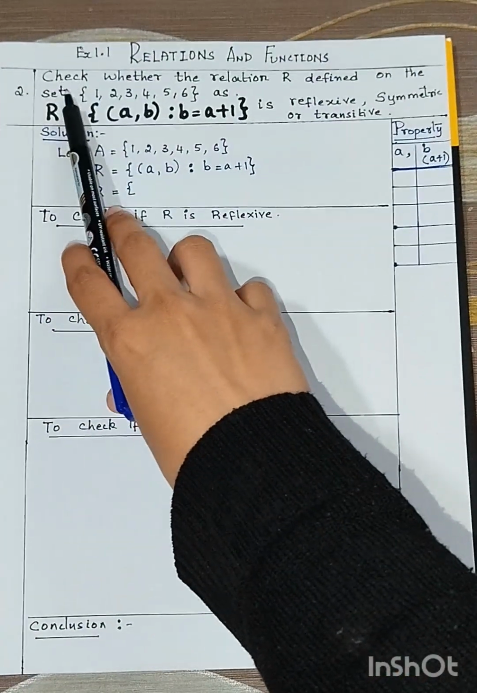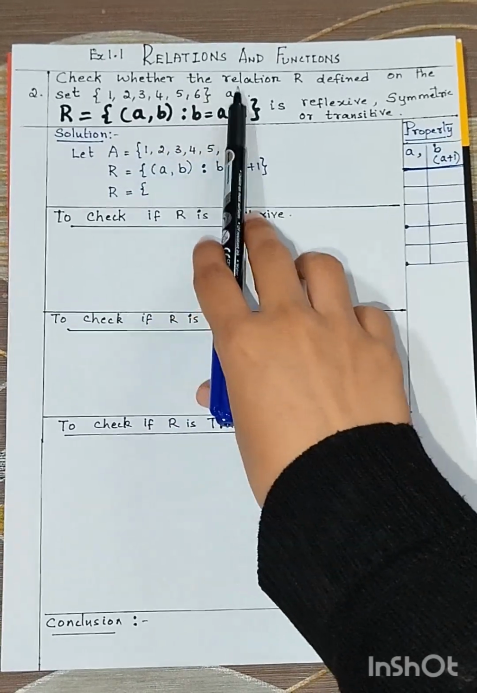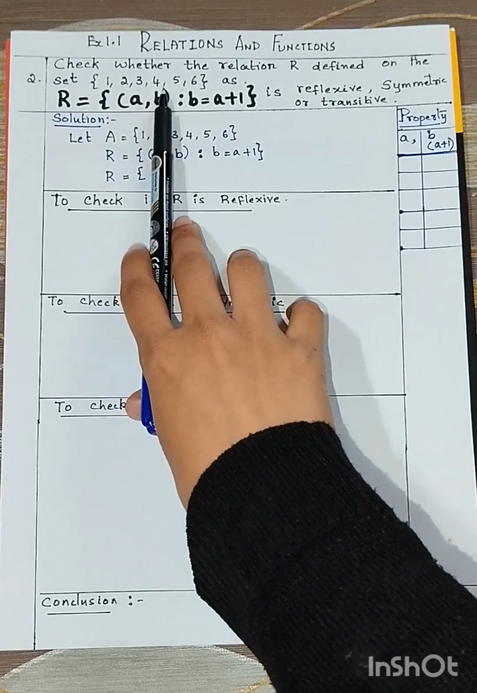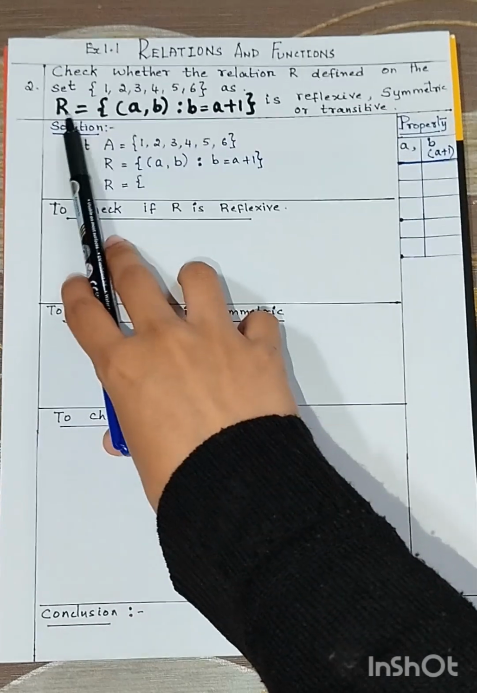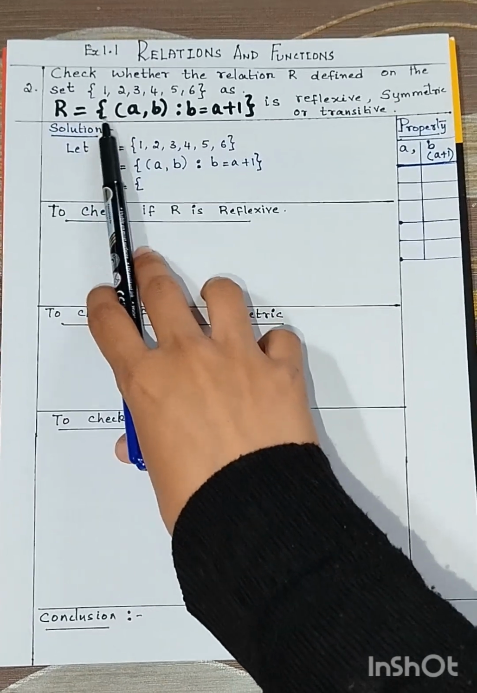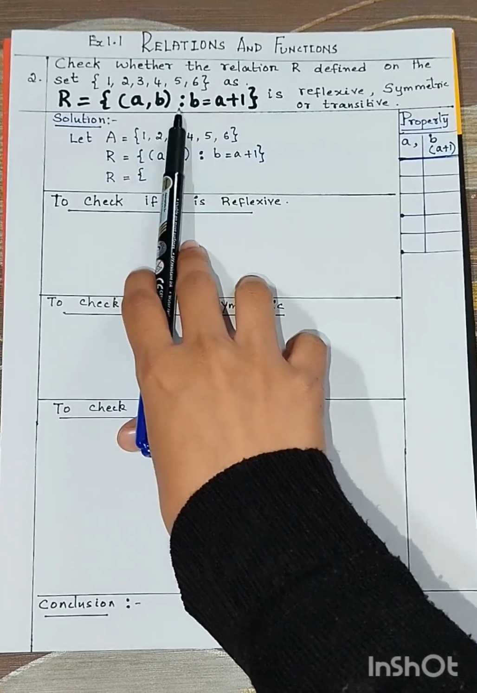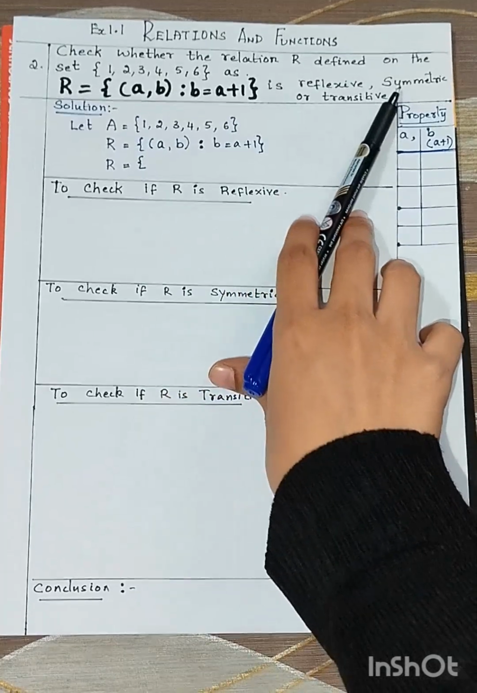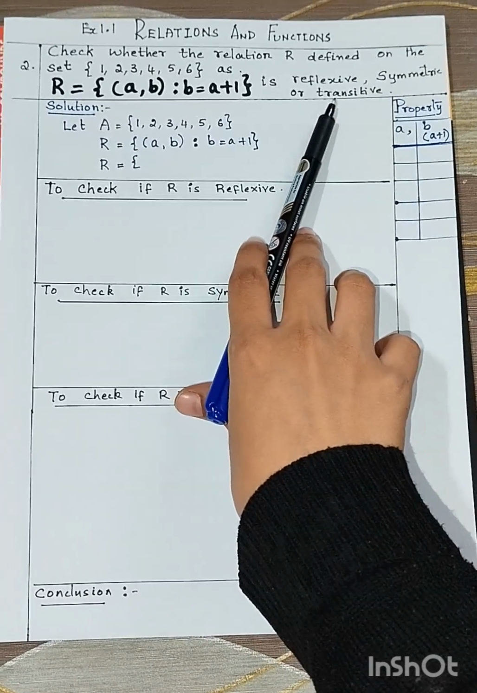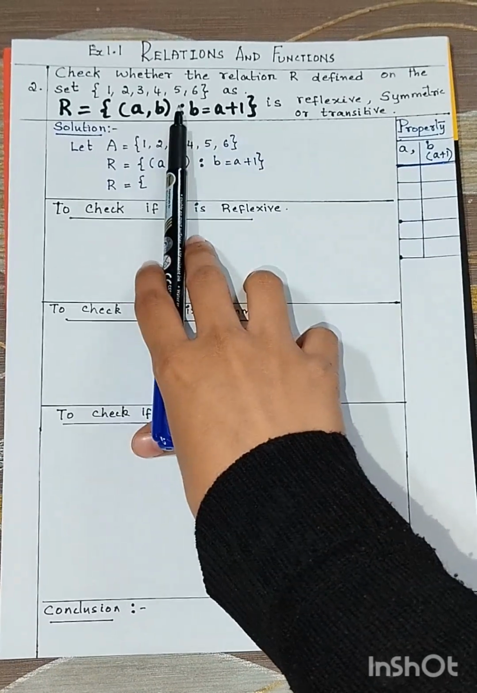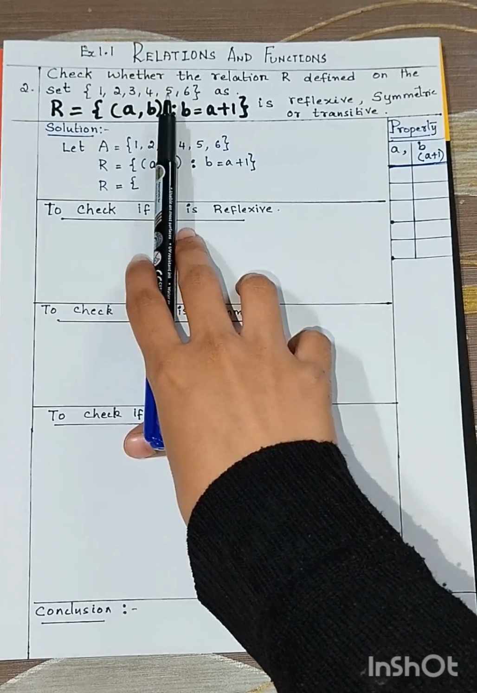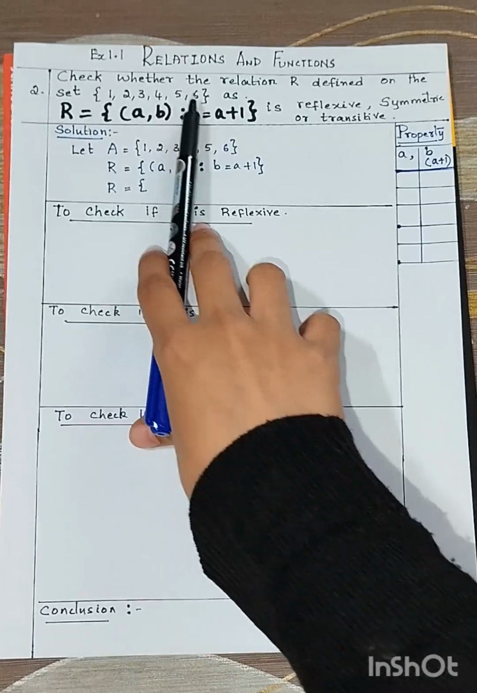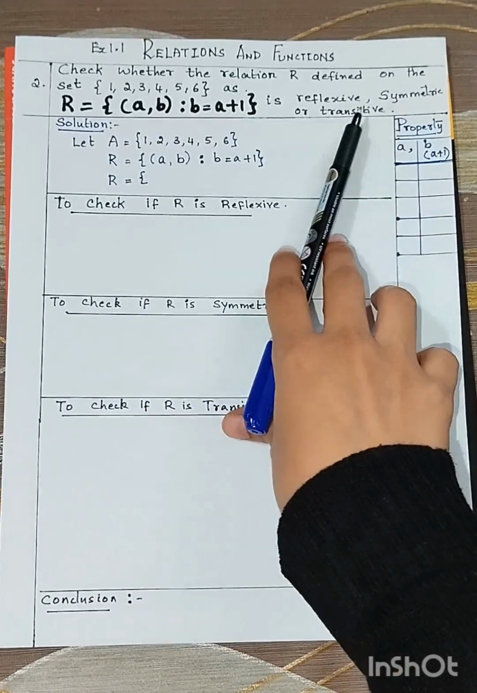Second question. Check whether the relation R defined on the set {1, 2, 3, 4, 5, 6} as R equal to the set of all ordered pairs (a, b) such that b equals a plus 1 is reflexive, symmetric or transitive. So a relation is given to us. We have to check whether this relation defined on this set is reflexive, symmetric or transitive.